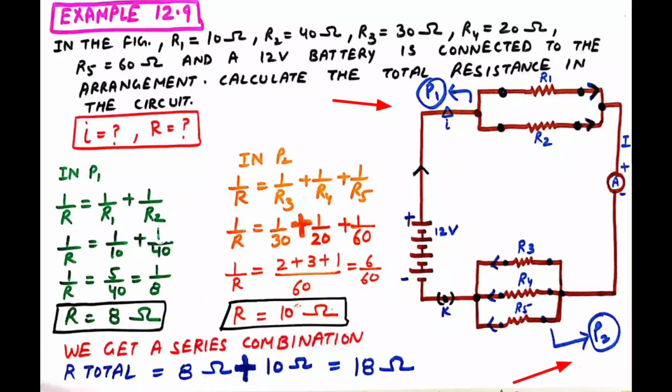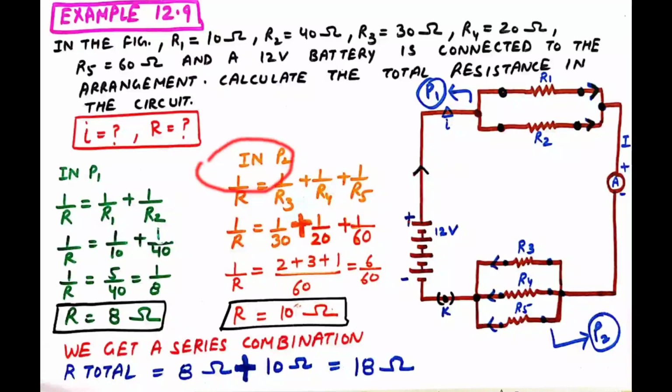So in P1, we know that in a parallel combination, 1 upon total resistance is equal to 1 upon R1 plus 1 upon R2. By putting the values of R1 and R2, we will get that 1 upon R is equal to 1 upon 10 plus 1 upon 40. Now solving the equation, we will get R as 8 ohms. Similarly, we will do for P2.